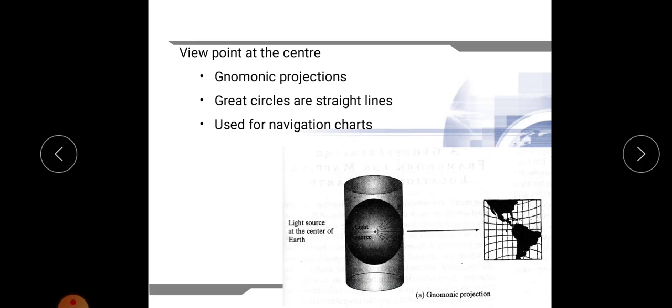Next, last, it's a classification based on the viewpoint, that is, the direction of the light source. Okay, so the first one, if the viewpoint is at the center, or the light is directed from the center towards the edge, that type of projection is known as gnomonic projection. Okay, so here, since it is projecting from the center, the great circles will appear as straight lines, and it is used for navigation charts.